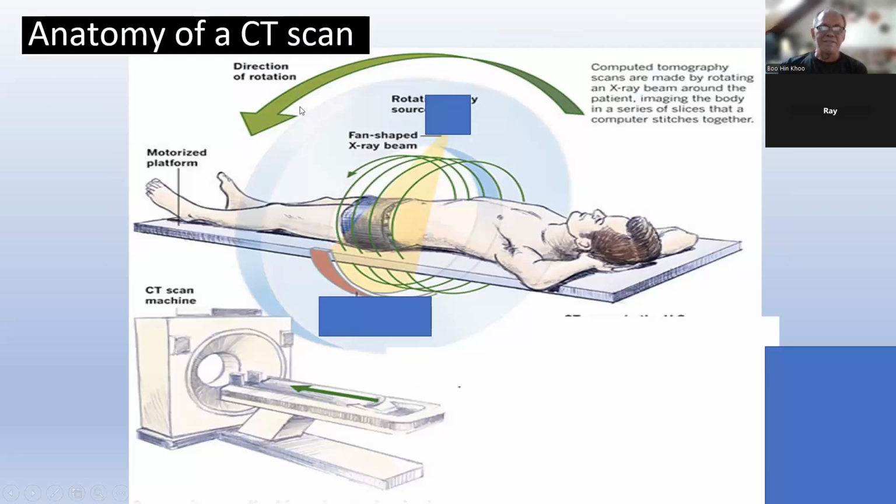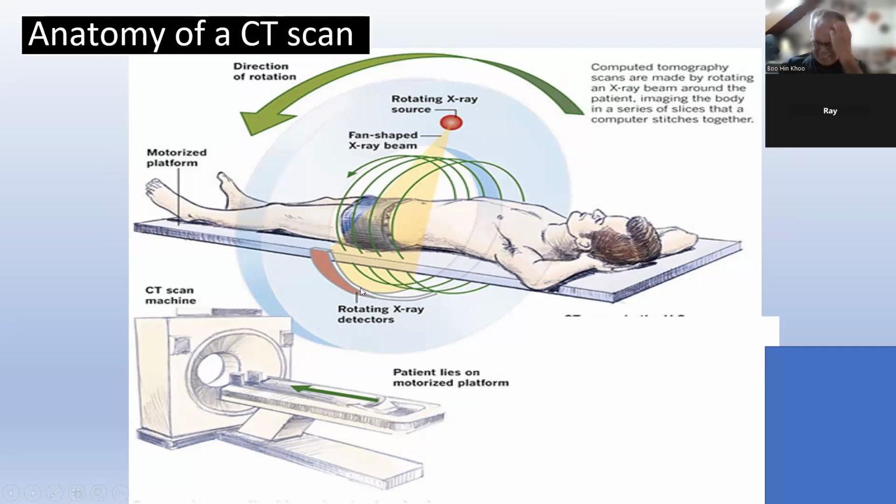This is the anatomy of a CT scan. The patient lies on the motorized platform. You can go in or go out; the platform is movable. There's your X-ray source. Directly opposite, a rotating X-ray detector. This is the source, this is the detector, and this is the direction of rotation of the X-ray source. Usually we take a slice of the body and follow with another slice.